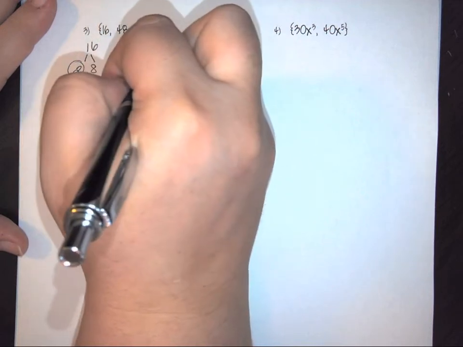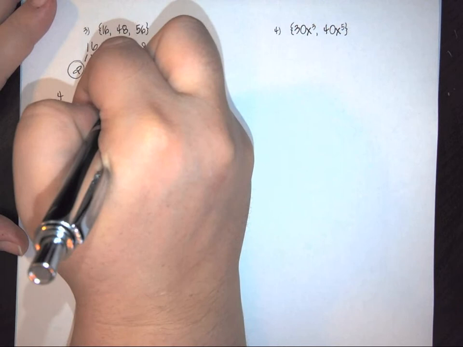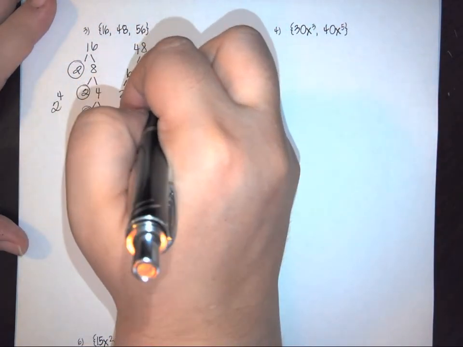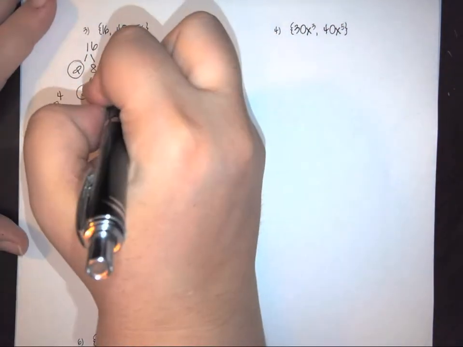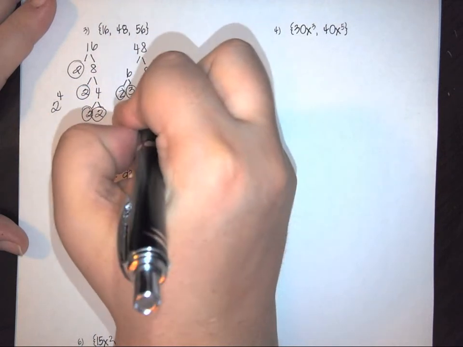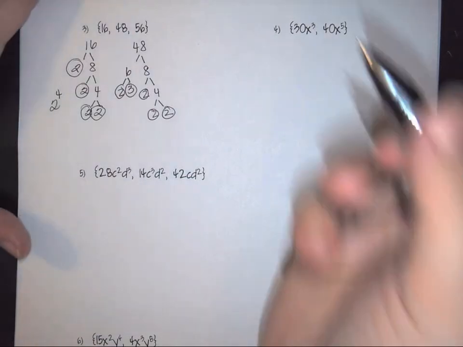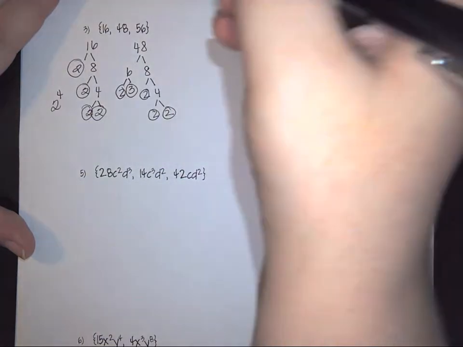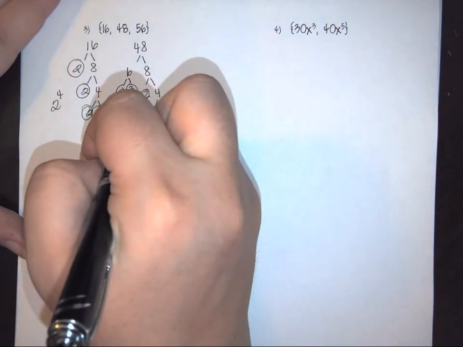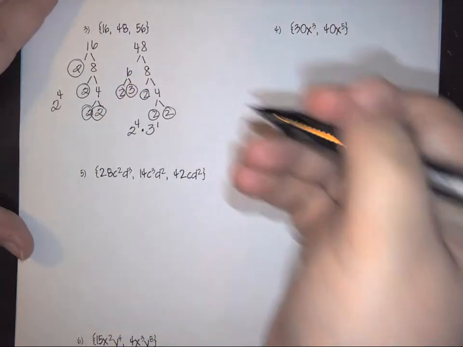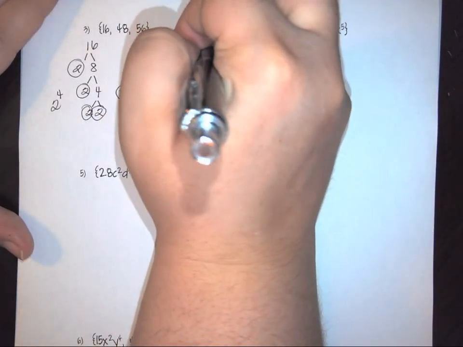I then have 48. So 48 breaks down in a couple different ways. We know it can break into 6 and 8. I know 6 becomes 2 and 3, 8 becomes 2 and 4, and of course 4 becomes 2 and 2. So again, if we circled the primes, we would have 1, 2, 3, 4, and 5. And so here, this would be the same as saying 2 to the 4th times 3 to the 1st.